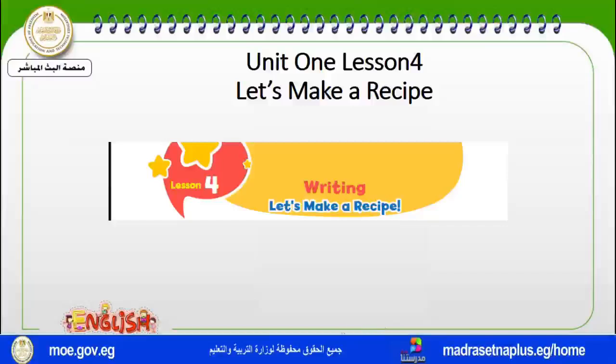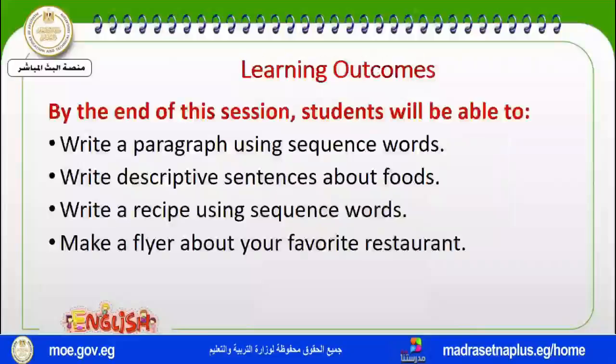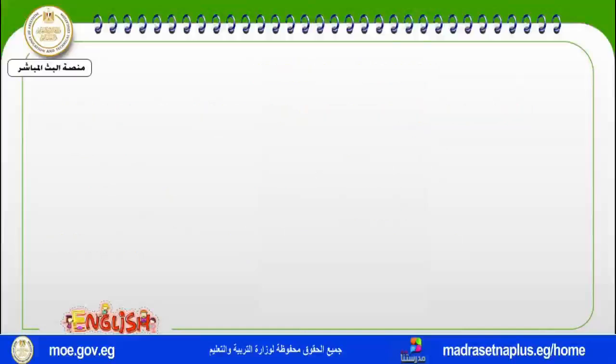Our lesson today, Lesson 4, is about let's make a recipe. So first, let's go through the learning outcomes of this lesson. By the end of this lesson, you will be able to write a paragraph using sequence words, write descriptive sentences about foods, write a recipe using sequence words, and make a flyer about your favorite restaurant. Let's start with Lesson 4.